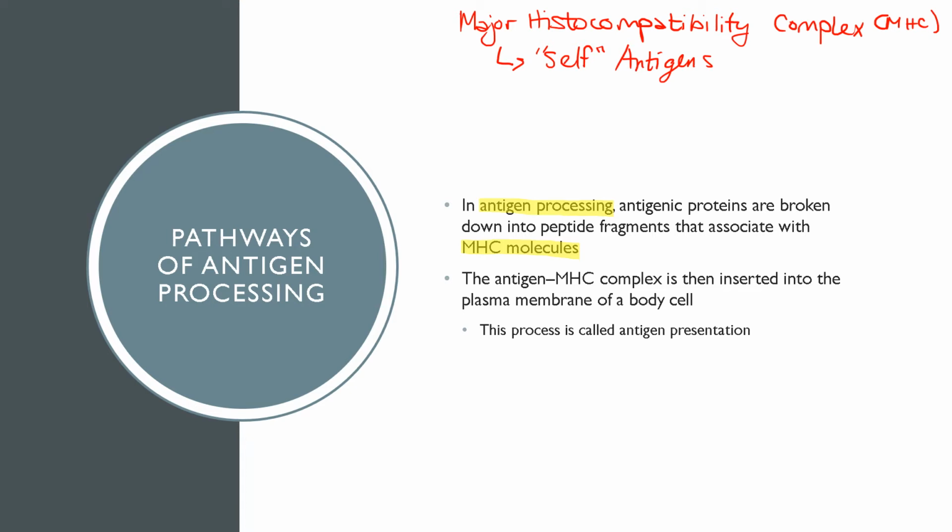So back to antigen processing. Once the peptide fragment is broken down and associated with an MHC molecule, it makes an antigen MHC complex, and this complex is inserted into the plasma membrane of the cell. The insertion of the complex into the plasma membrane is called antigen presentation.